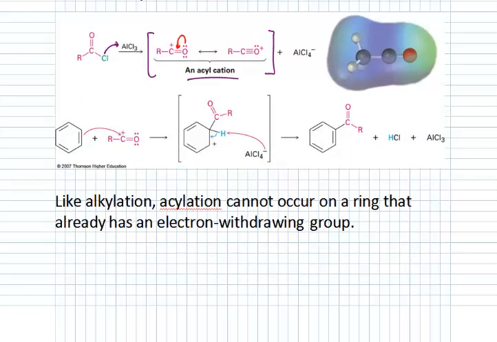It has that one same limitation as alkylation, in that acylation cannot occur on a ring that already has an electron withdrawing group on it. So if I had nitrobenzene and I tried to acylate that, RC double bond OCl with AlCl3, that's going to be no reaction. Why? That nitro group pulls electron density out of the ring, so these pi electrons are no longer available to attack the carbocation that's formed.